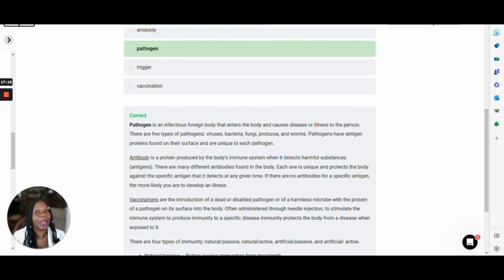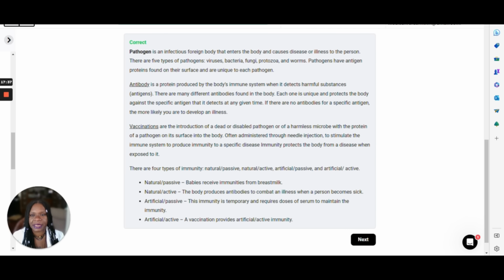A pathogen is an infectious foreign body that enters the body and causes disease or illness to the person. There are 5 types of pathogens. You have viruses, bacteria, fungi, protozoa, and worms. Pathogens have antigen proteins found on their surface that are unique to each pathogen. So right here, we've got antibodies, which are proteins produced by the body's immune system when it detects harmful substances, which are going to be the antigens.